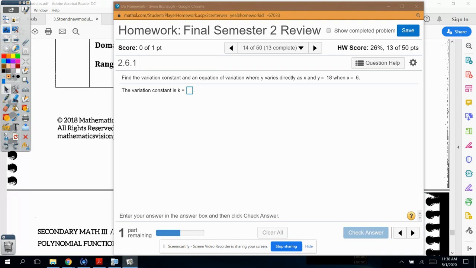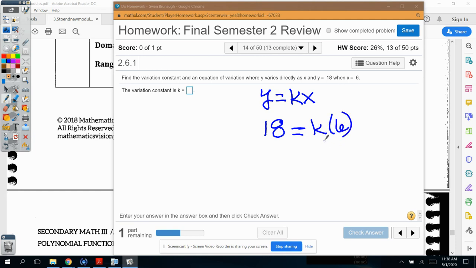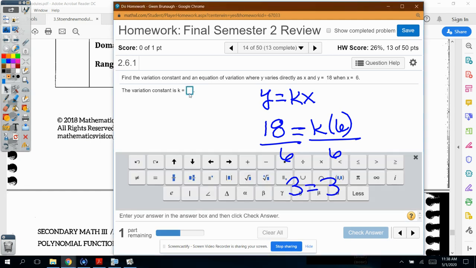Okay, now y varies directly as x. That means y equals kx. Directly means multiply. Plug in what you have, k times 6, and we're figuring out what k is. K is going to be 18 divided by 6, which is 3.